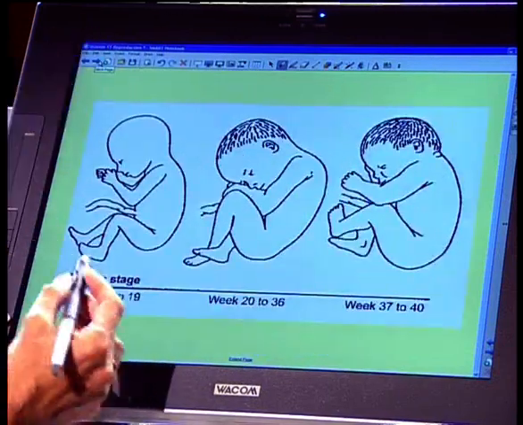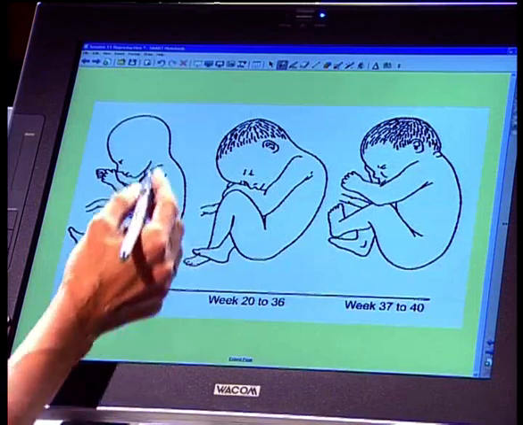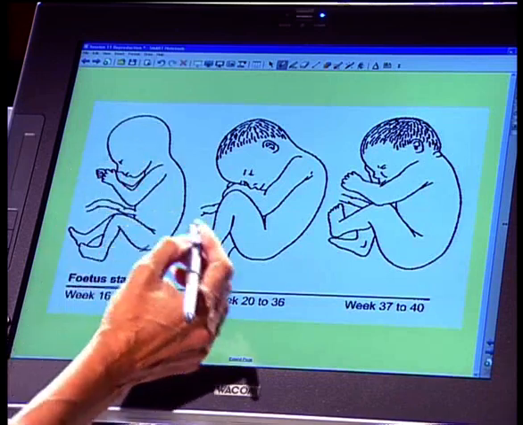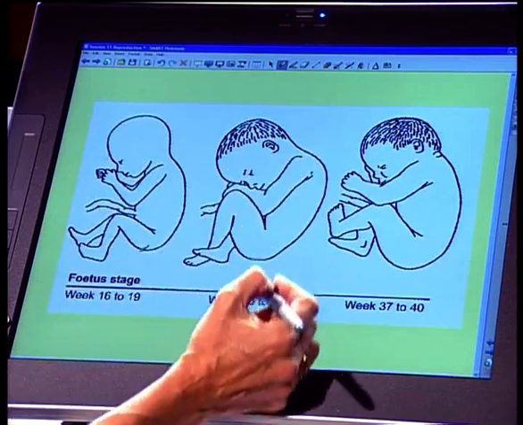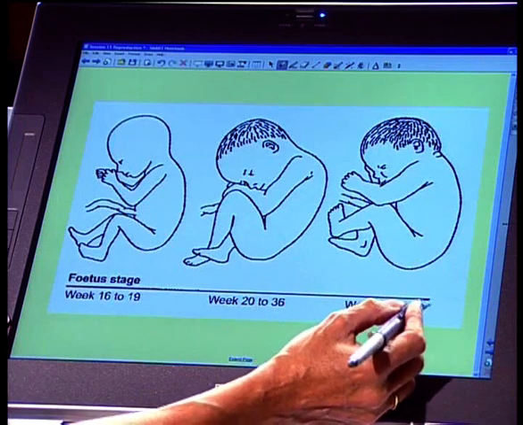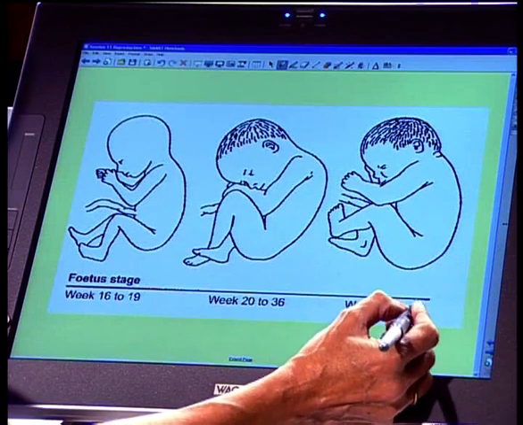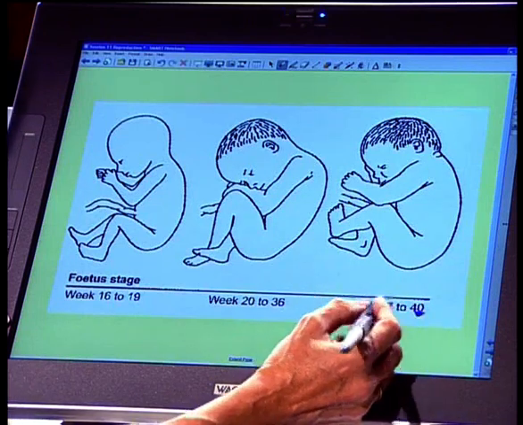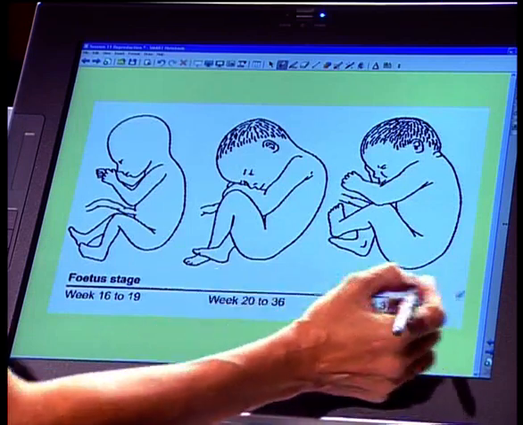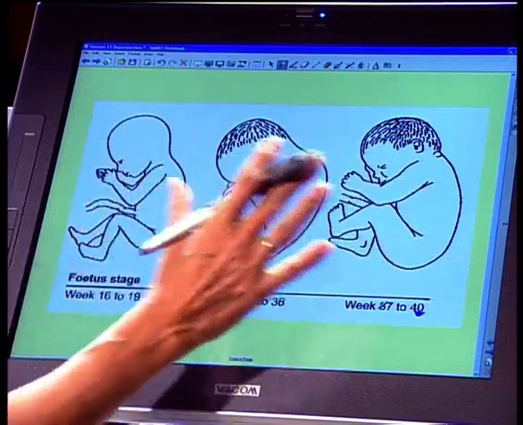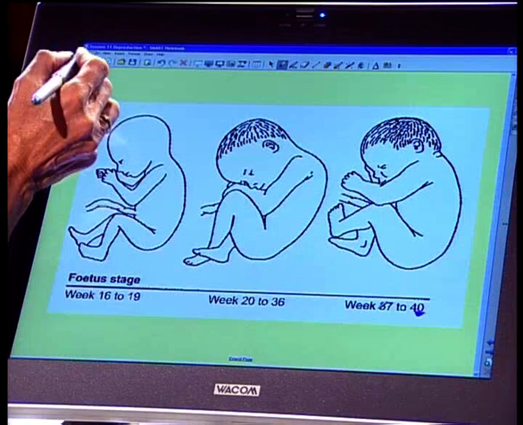Then we move on to 16 weeks, which is approximately 4 months. So the fetus stage is from 16 weeks, and here 20 to 36 weeks, and then 37 to 40 weeks. It's not quite 9 months. We're looking at 40 weeks, because 9 months would only be 36 weeks. So it's about 40 weeks that we need to work on. So not months, but weeks. And there is the little baby.